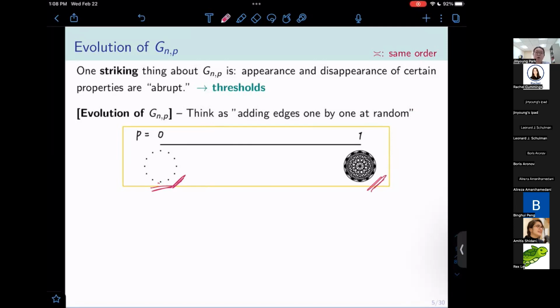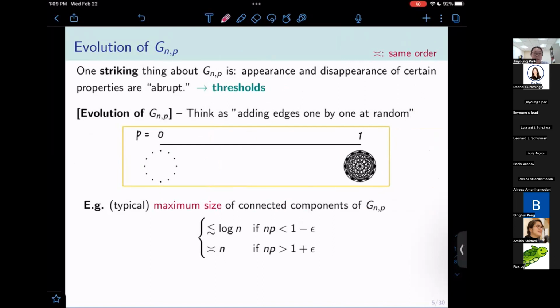And then we think of G(n,p) as we increase p from 0 to 1, so we see that we add edges one by one at random. In the first step, we have a graph on n vertices with one edge, where this edge is chosen at random. And in the second step, we have a graph with 2 edges. And then as we go on, we have more and more edges, and at the end, we have all of the edges.